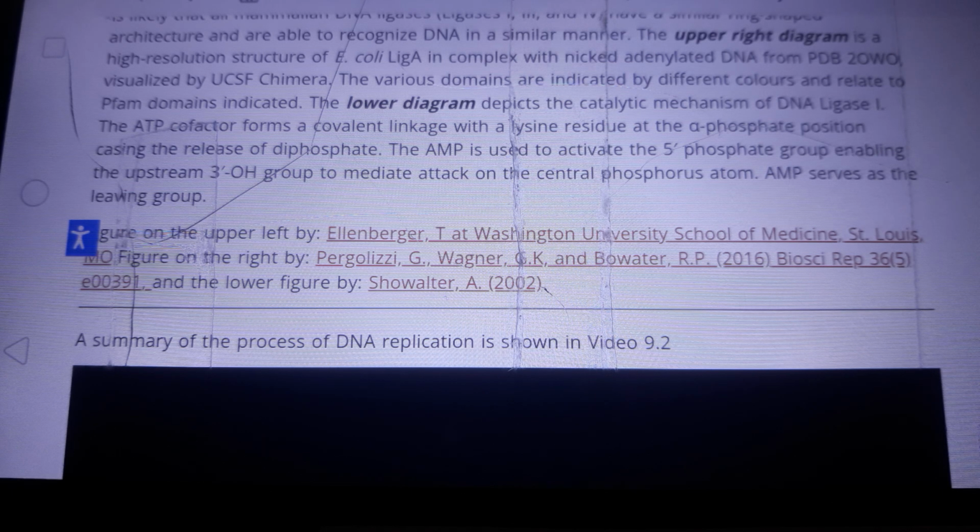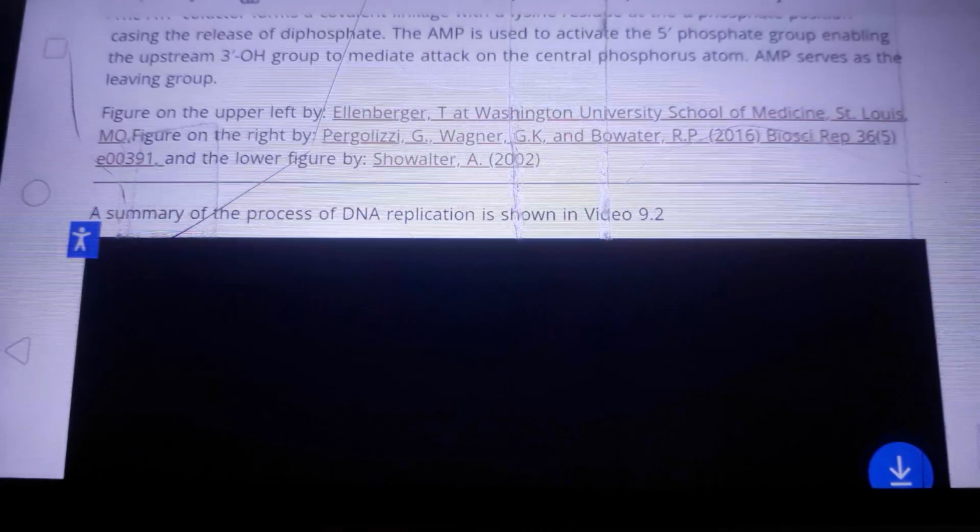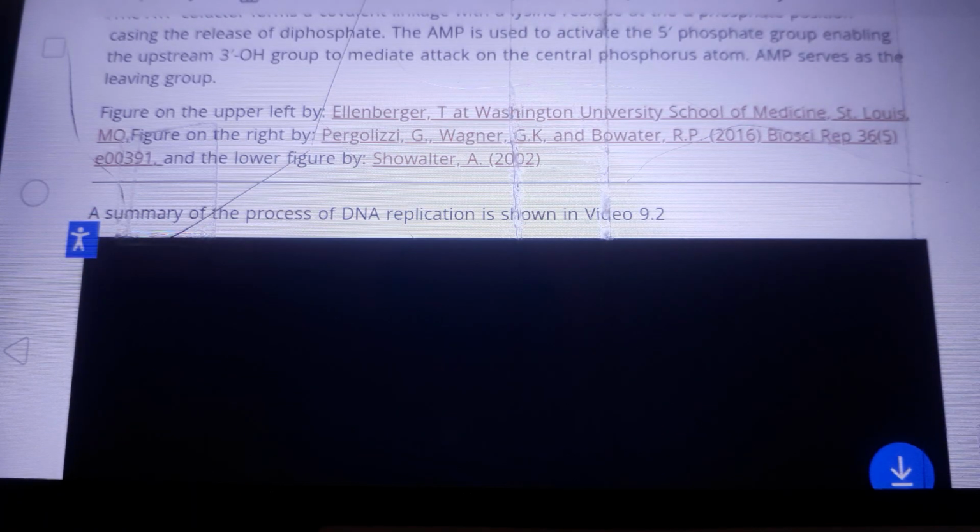The lower diagram depicts the catalytic mechanism of DNA ligase 1. The ATP cofactor forms a covalent linkage with a lysine residue at the alpha phosphate position, causing the release of a diphosphate. The AMP is used to activate the 5' phosphate group, enabling the upstream 3' OH group to mediate attack on the central phosphorus atom. AMP serves as the leaving group.